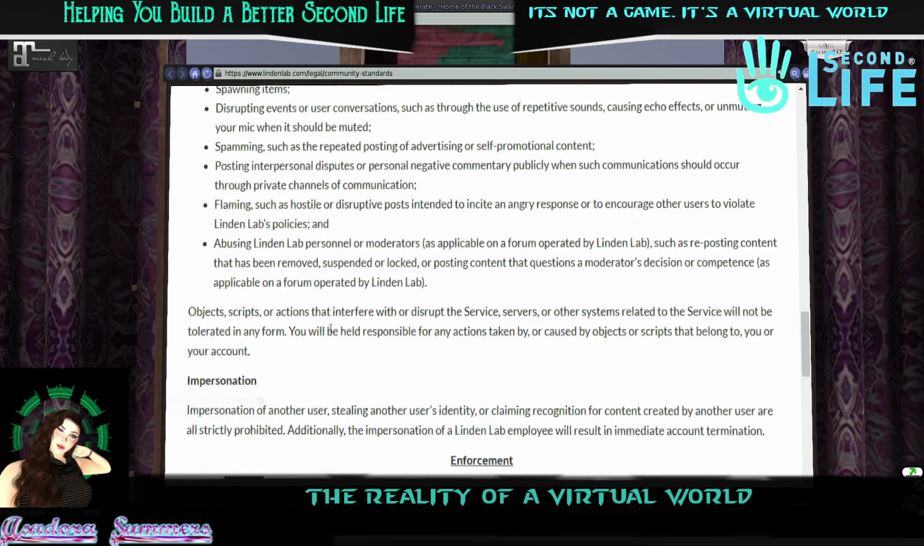Objects, scripts, or actions that interfere with or disrupt the service, servers, or other systems related to the service will not be tolerated in any form. You will be held responsible for any actions taken by or caused by objects or scripts that belong to you or your account.